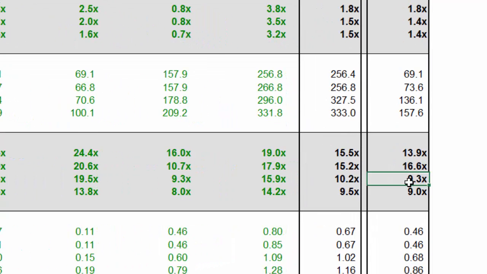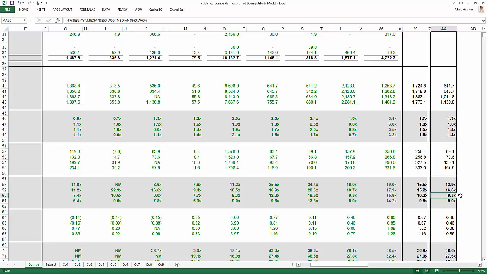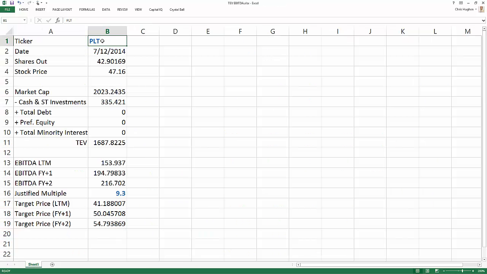The median enterprise value to EBITDA for FY plus one works out to be 9.3 times. If these target firms are correctly valued, then Plantronics should trade at 9.3 times this enterprise value to EBITDA for FY plus one. So now we've got the justified target multiple. And once we've got the justified target multiple, we can run the total enterprise value to EBITDA spreadsheet that's going to calculate the target price for us.